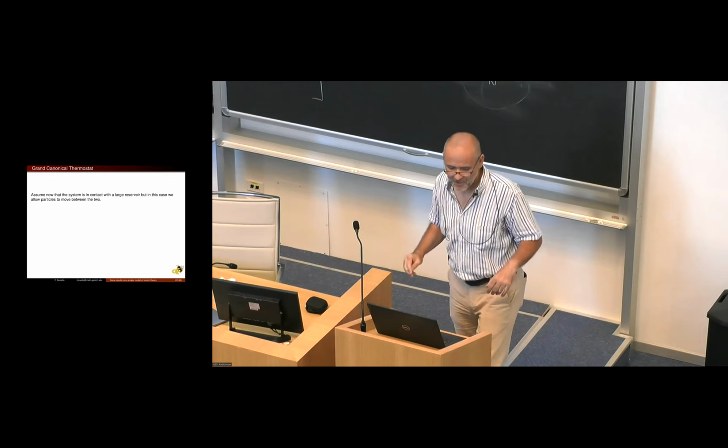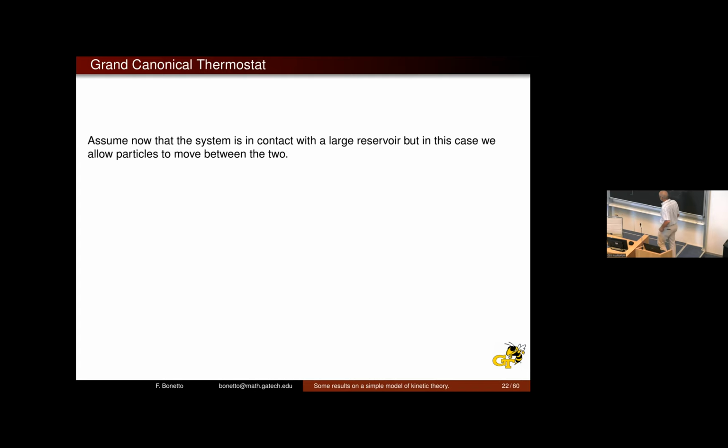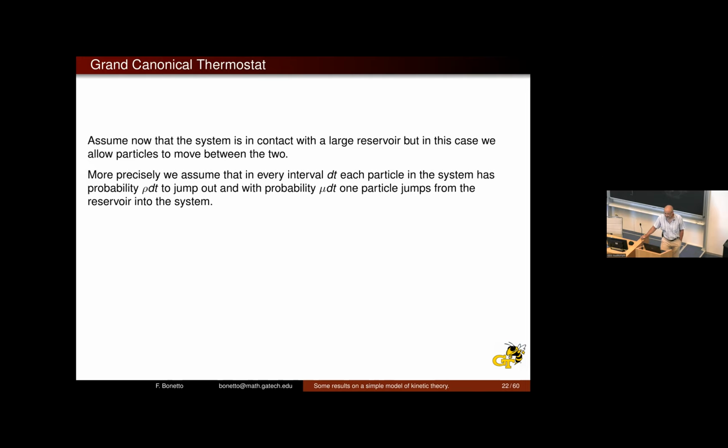Okay, so now this large reservoir, and I have particles going in and out of the system. What is the idea? More precisely, in every interval dt, each particle in the system has a probability rho dt to jump out. And with probability mu dt, one particle jumps from the reservoir into the system, again in a time interval dt.